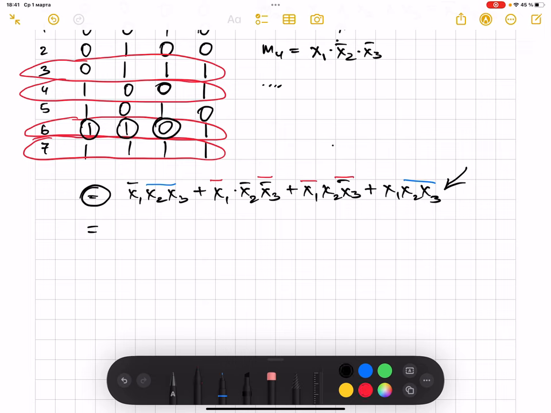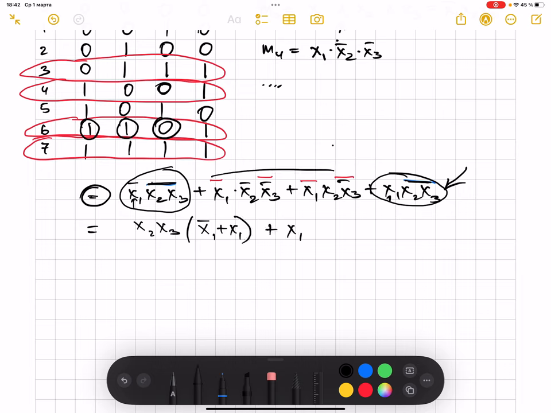I'm moving this x2 and x3 out of the bracket, considering this term and this term. I'm moving these common inputs out of the bracket, and I'm left with x1 bar and this. For the next two expressions, I remove x1 and x3 bar, and I'm left with x2 bar plus x2, right? I mean, I'm left with these ones.